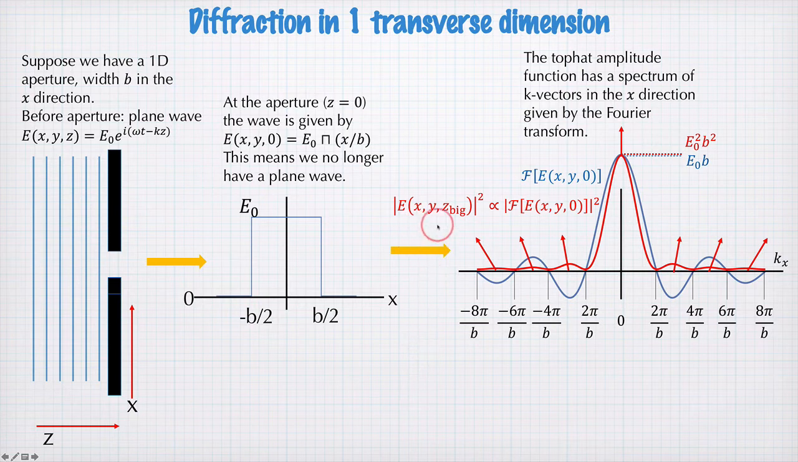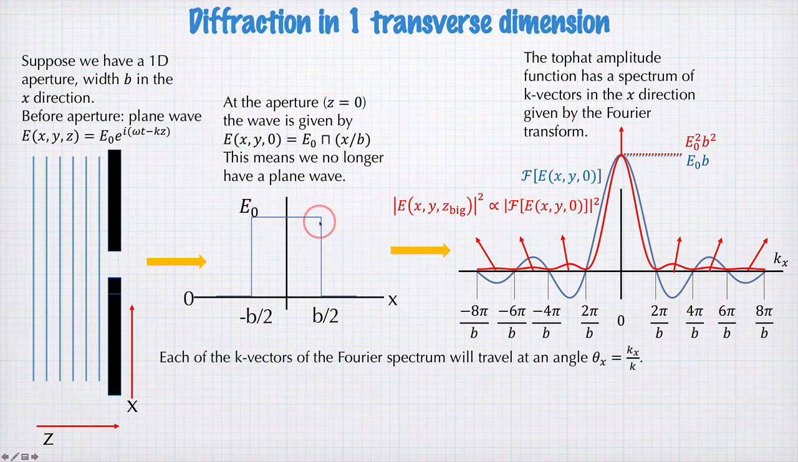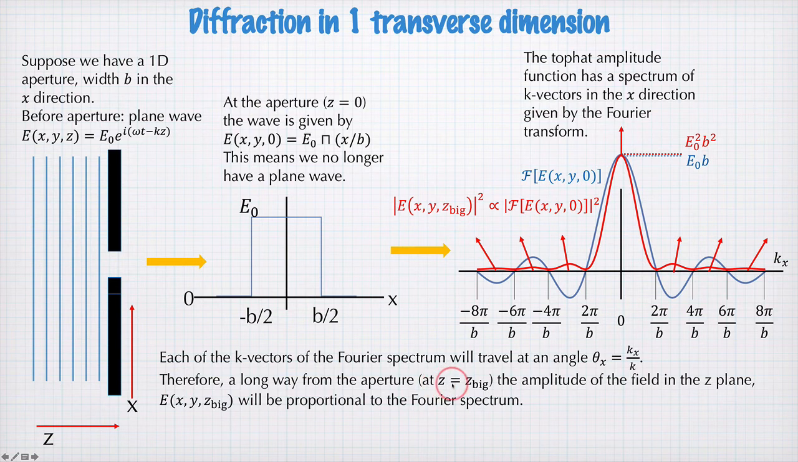What it means is that if you look at some large value of z a long way from the aperture, we'll see an intensity of the field which is proportional to the square of the Fourier transform of the shape of the aperture. So the origin of this, just to summarize, each of the k vectors of the Fourier spectrum of this aperture will travel at some angle theta x equal to kx on k. Therefore, a long way from the aperture at z equal to z big, the amplitude of the field in this z plane, z big, will be proportional to the Fourier spectrum.